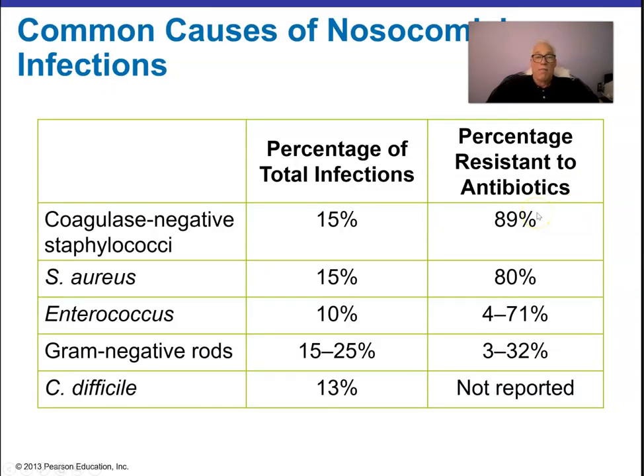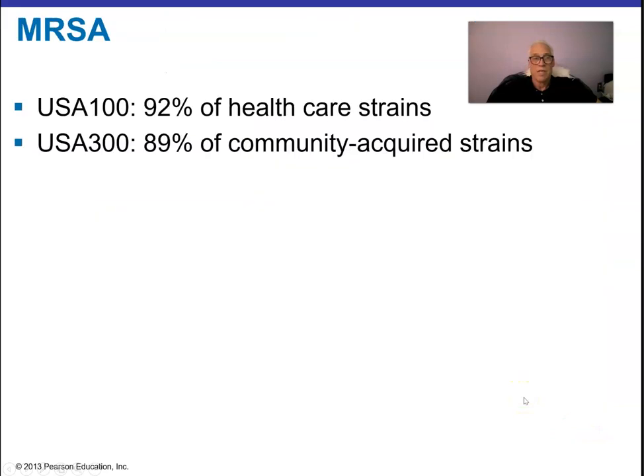Big problem, growing problem. Staphylococcus aureus causes about another 15% of nosocomial infections, and about 80% of those are now antibiotic resistant. We'll talk about MRSA in just a moment. Enterococcus, very common intestinal bacteria, 10% of nosocomial infections, a lot of antibiotic resistance. You'll hear about vancomycin-resistant Enterococcus. That's VRE, as it's called, as opposed to MRSA for Staph aureus that are resistant to methicillin. Gram-negative rods, all the enteric bacteria in the intestine, a lot of resistance starting to occur. So this is becoming a great big problem, as Clostridium difficile causes a fair amount of trouble in the hospital as well. We don't have a number for antibiotic resistance on those guys.